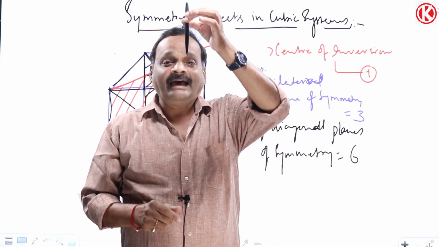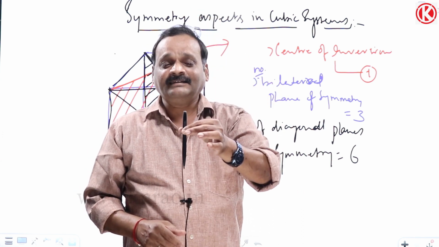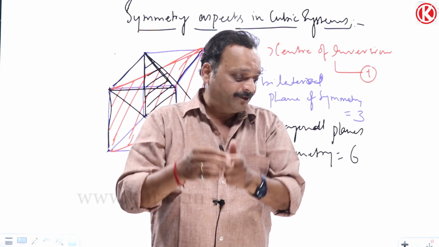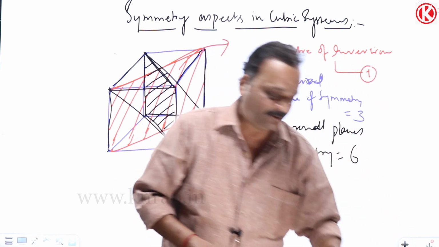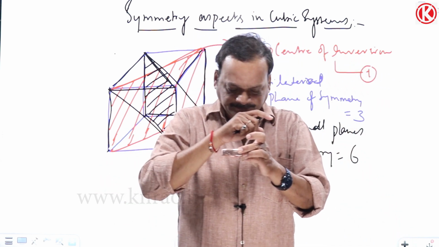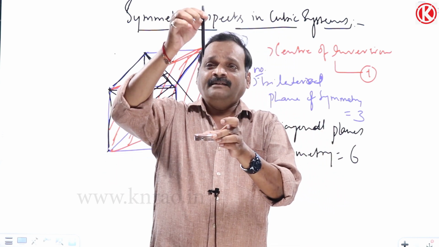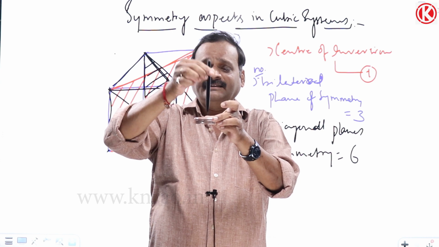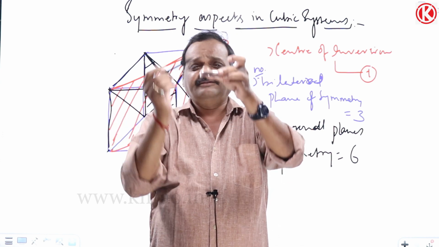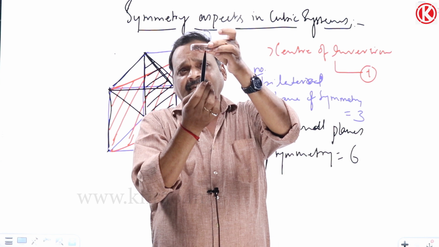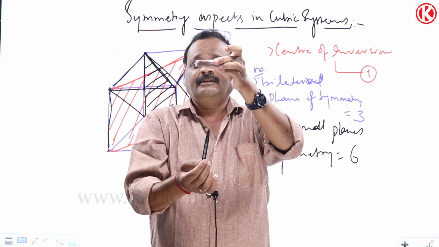That's called axial symmetry. I will take one cube. Though this is not a cube, imagine that this is a cube. Now I'll imagine an axis passing through the cube like this, passing through the midpoint of the opposite face, passing through the body center and coming out from the midpoint of the bottom face.